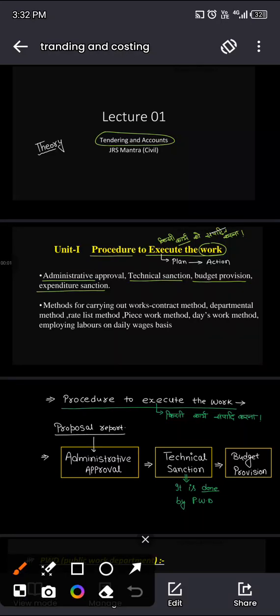Tendering process of the earthwork. Administrative approval, technical section, provisional excavation. Methods of carrying out the work: the departmental method, the rate list method, the piece work method, the day work method, employing daily labourers.